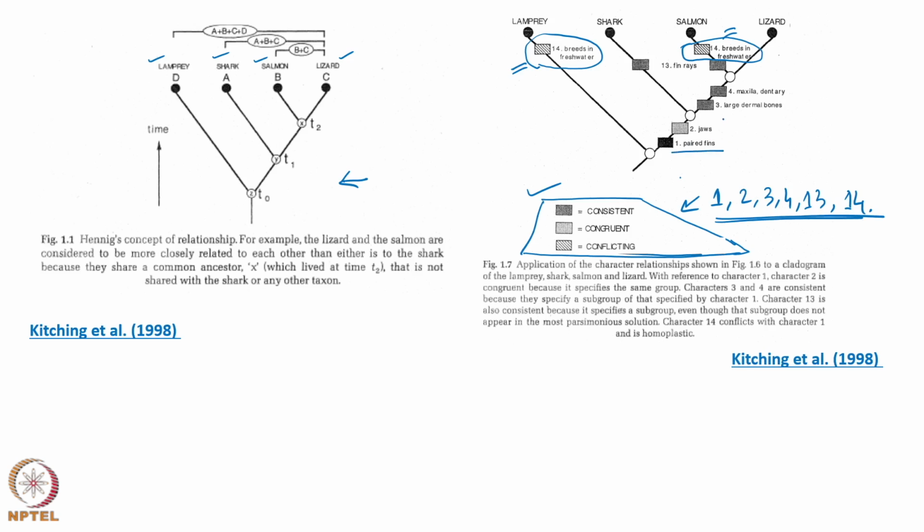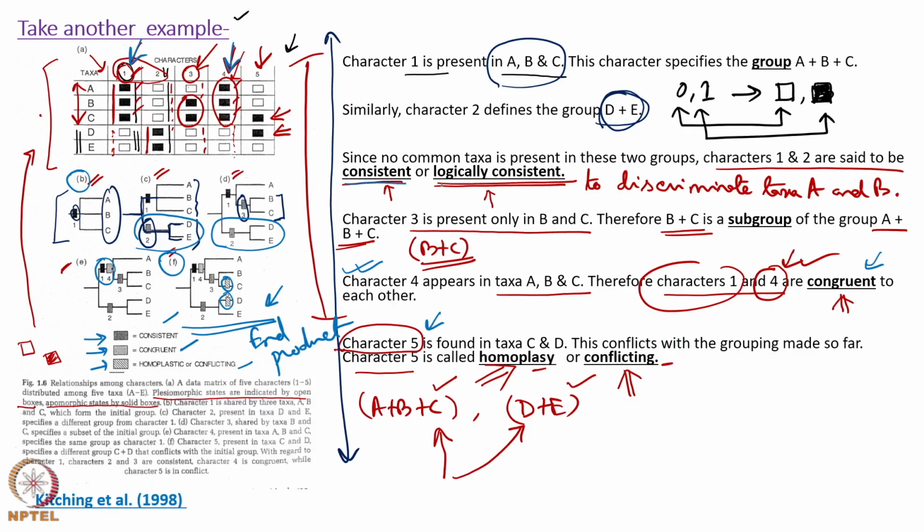With respect to character 1, character 2 supports the same grouping, that shark, salmon and lizard have jaws, whereas lamprey does not have jaws, and paired fins are present in shark, salmon and lizard, whereas in lamprey paired fins do not exist. Therefore, jaws, this character, is called a congruent character. Just recollect the definition of consistent or logically consistent. Since no taxa is present in the two groups, characters 1 and 2 are said to be consistent.